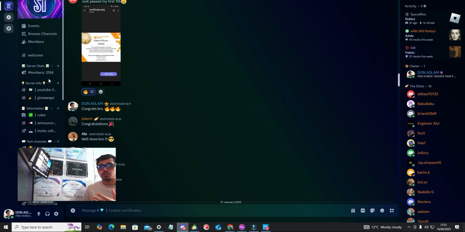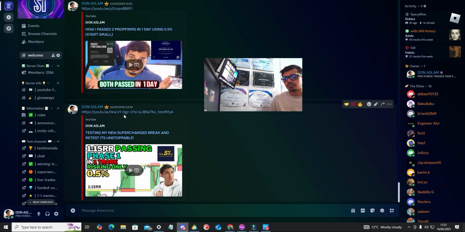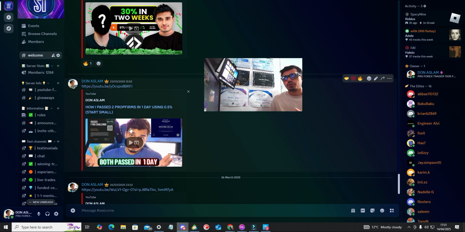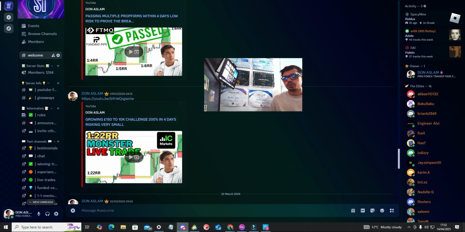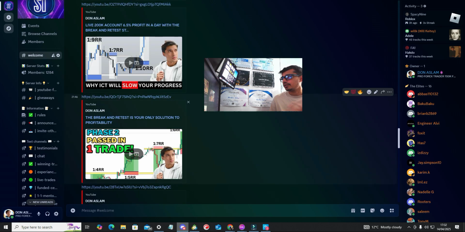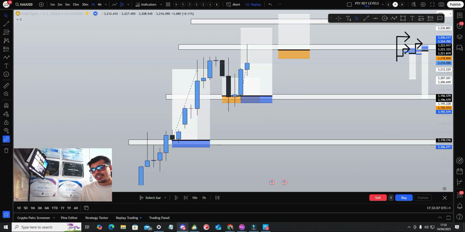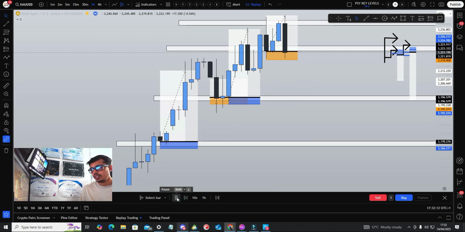If you're already part of the mentorship, if you're already in the Discord, you already know what I'm talking about. But the reason why I show this is because I think it's super important, as it's not like I'm just saying things. 1 to 15, passing phase 1 in one trade, risking only 0.5%. 2 profits passing a day, 1 student on FTMO, number 4 on the leaderboard, 1 to 22. This is passing multiple prop firms in 4 days. It just goes on and on. This method works, all right? It works. This is why I'm obviously going to show it.